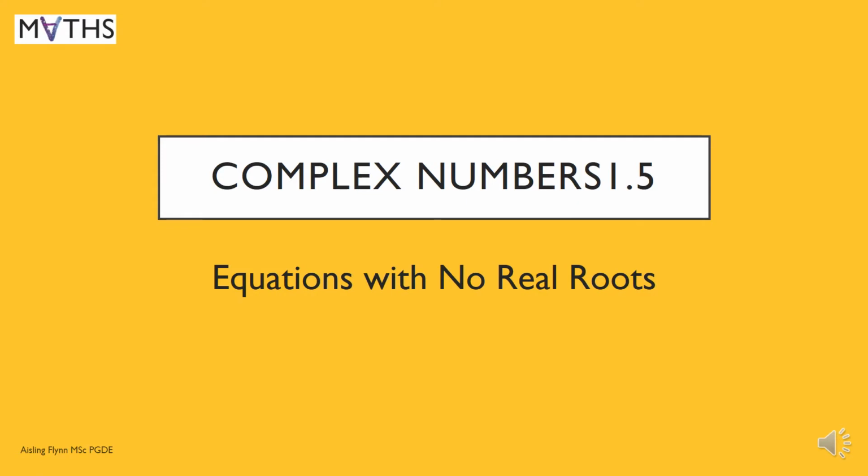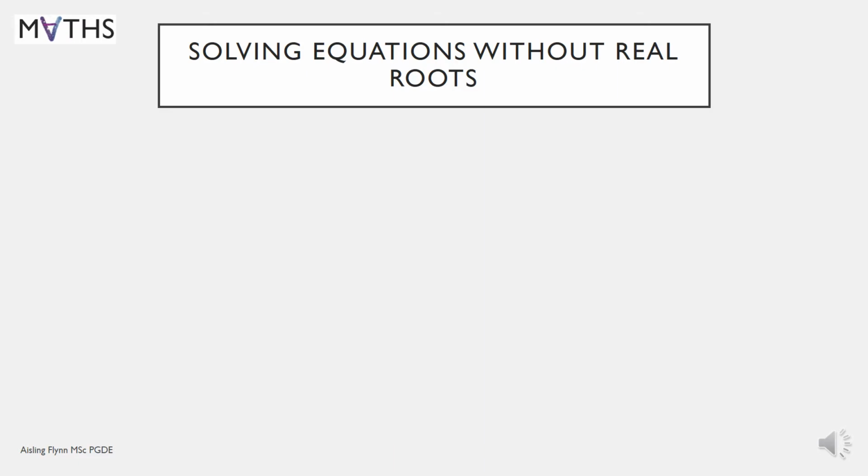This is complex numbers 1.5, equations with no real roots. So, solving equations without real roots. Normally when you get a quadratic equation, x squared plus something x plus a number equals 0, what it looks like on a graph, this is not to scale, is a U-shaped graph, and it crosses the x-axis at 2 points.